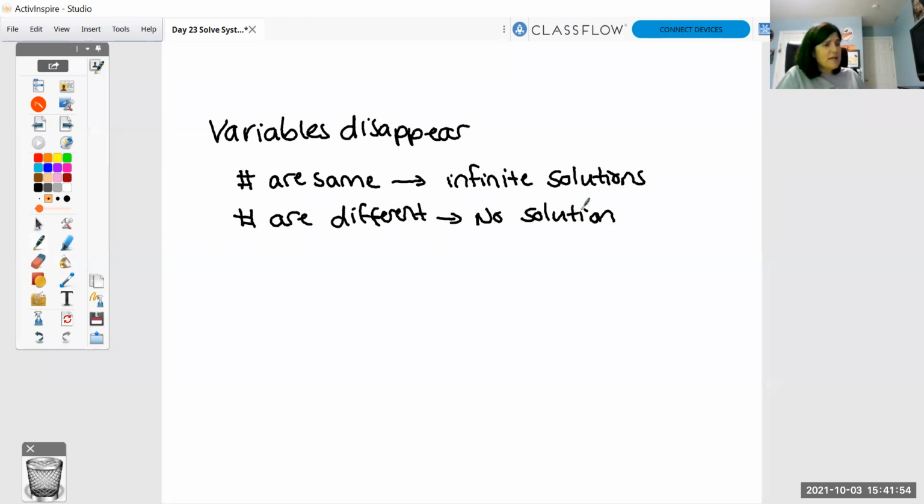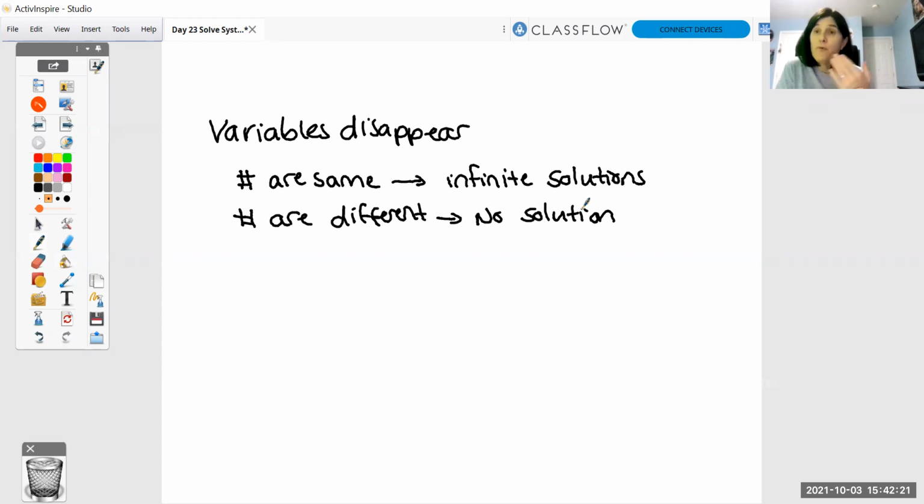So as you practice today, you may run into one of those. Most of them will have one solution. But if you are solving and your variables disappear, if your sides are equal, that means you're working with the same line. So there's infinite solutions. If your sides are different, the numbers are different on either side, that means that there's no solution. Those will be parallel lines.